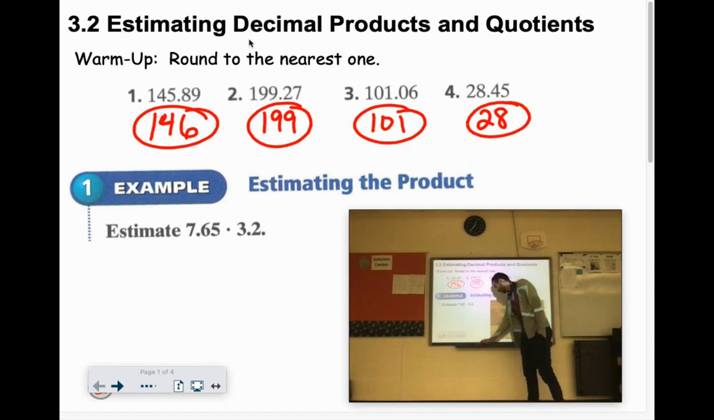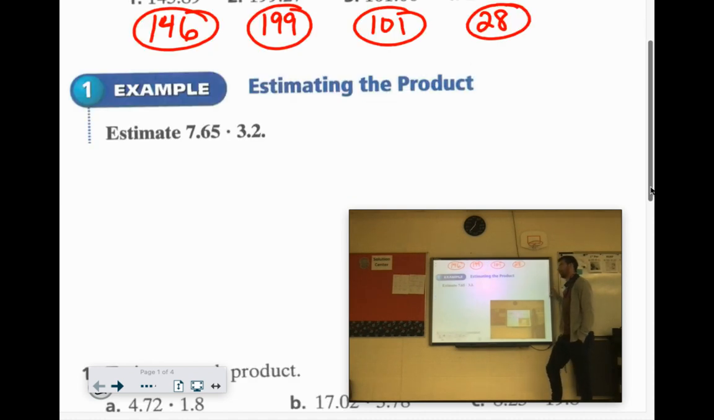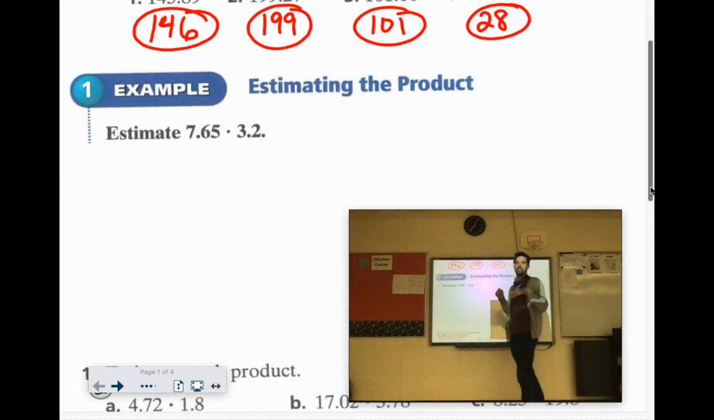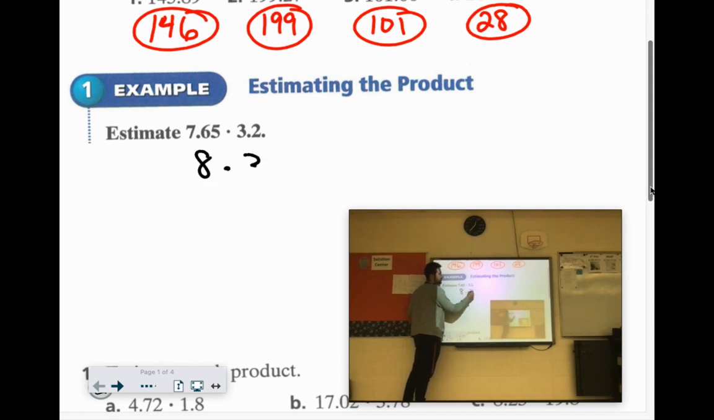Estimating the product. Okay, 7.65 times 3.2. We're going for an estimate, not an exact answer. So let's round to the nearest whole number on both of these. 7.65, let's round it to 8. 3.2, let's round it to 3. 8 times 3 is 24.